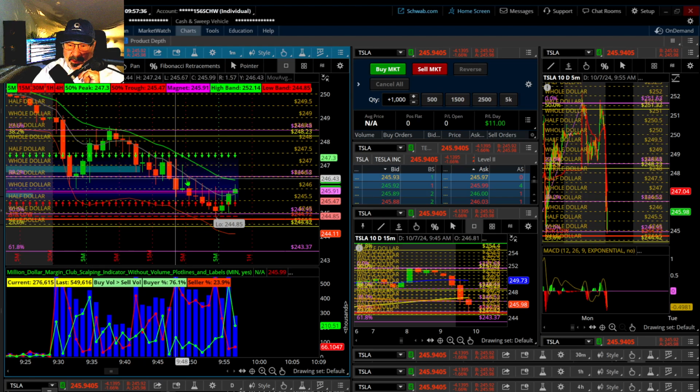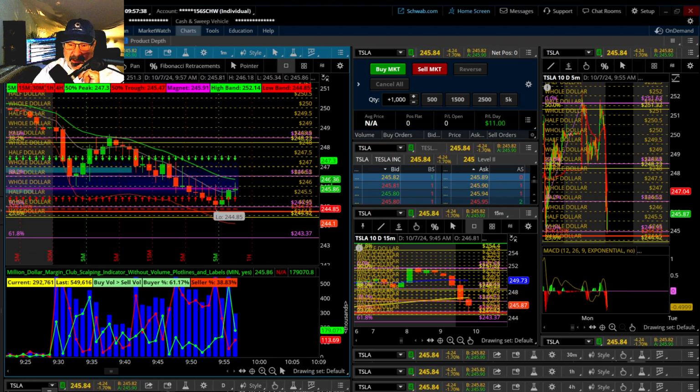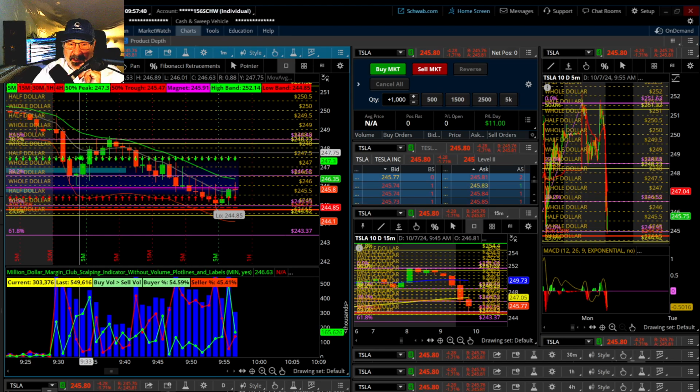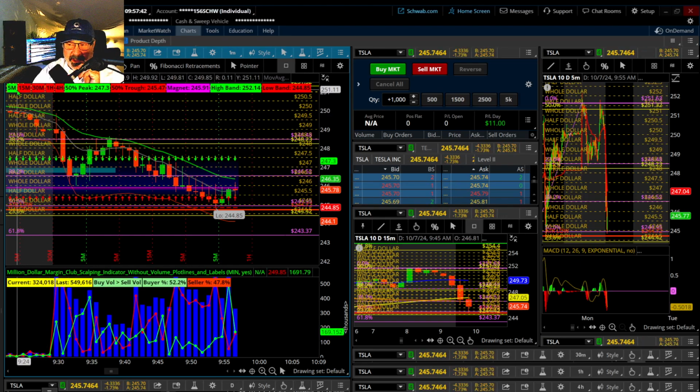You'll see how I use the magnet, and then the other thing we have here is the multi-chart alignment. And this is so important.